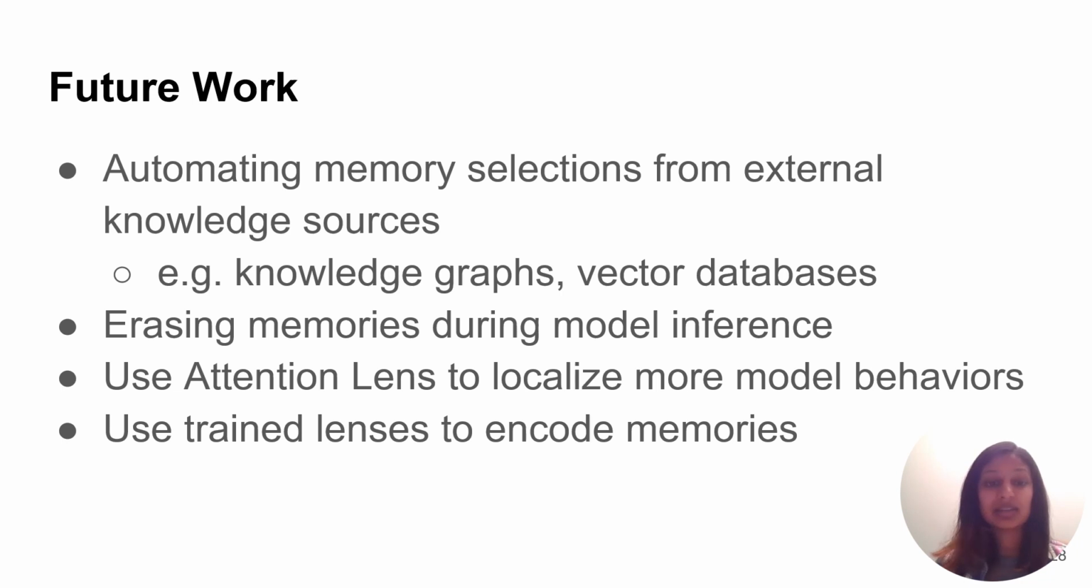The second idea is to erase memories during model inference. Currently, we're adding information to the model inference path, but consider the situation of bias localization or malicious prompt detection. Maybe in those situations, once you've localized unwanted behavior, you want to remove certain tokens associated with that unwanted behavior in an attempt to mitigate toxicity. Third, I would like to use Attention Lens to localize additional sets of model behaviors, perhaps across entire data sets. And lastly, it would be really interesting to use trained lenses to encode memories directly and see if there's better performance.